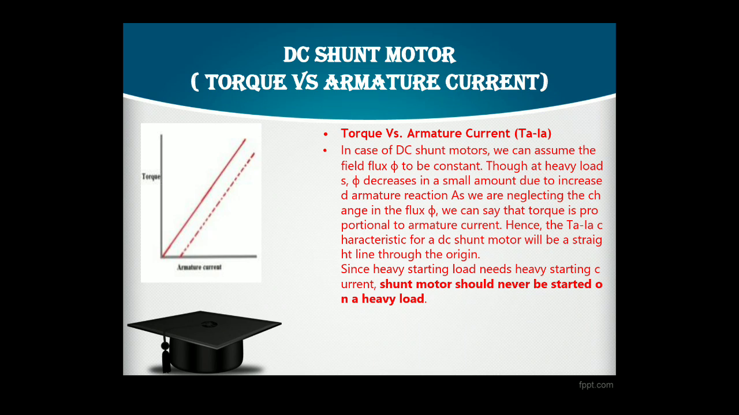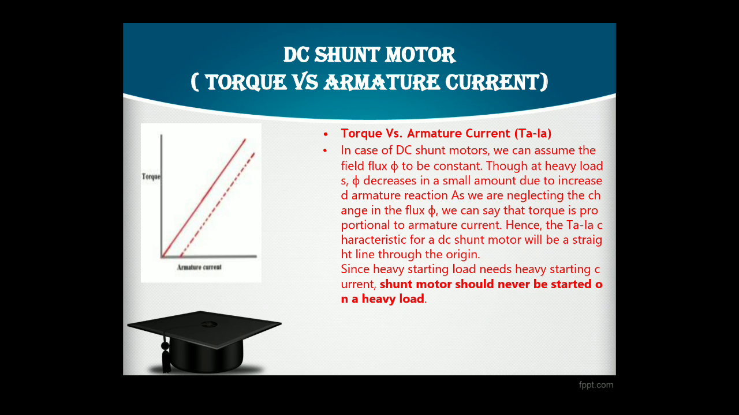That means the flux is mainly constant here because the flux is dependent upon the Ish current. Okay, and Ish current is constant because the Rsh resistance is constant. So in case of shunt motor, the shunt field current is constant and hence the shunt field flux is also constant. So if phi is constant, then T is proportional to Ia.